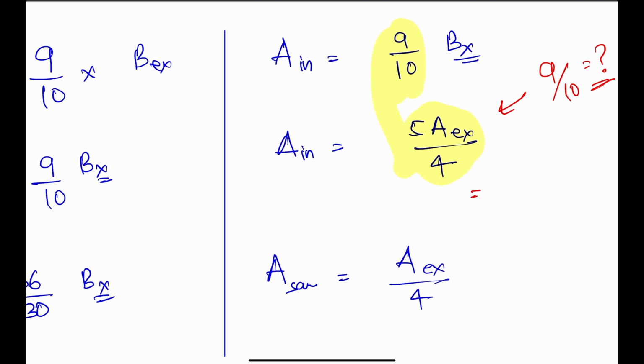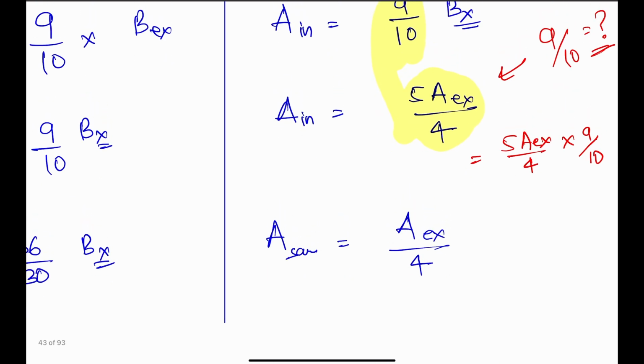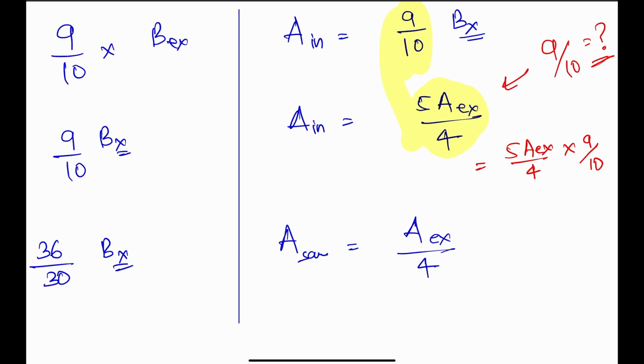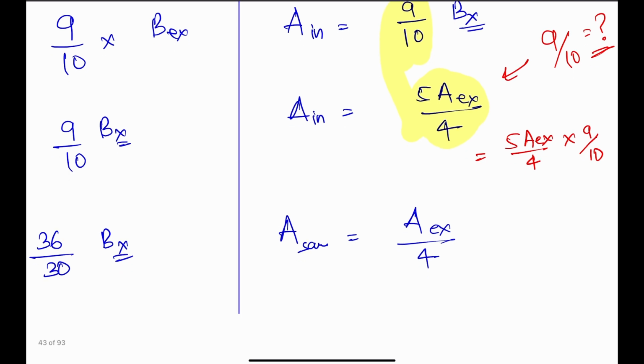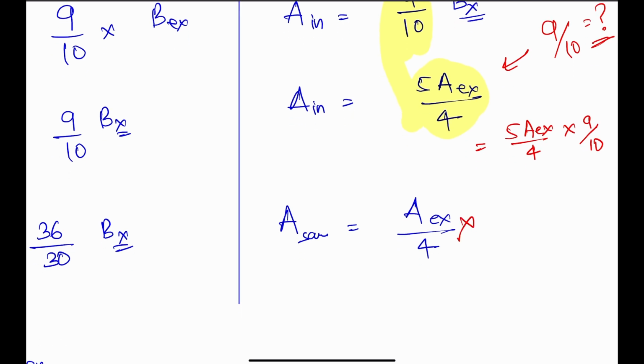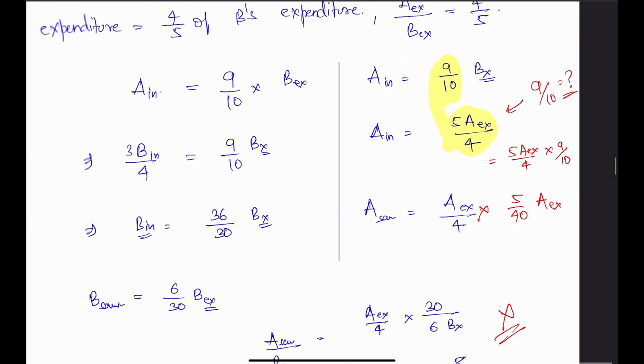It's correct that it is 5A expenditure upon 4, but 9 by 10 is also there. Here also 5 by 4, 9 by 10. So it will be how much? So this is also wrong. So it is 45 upon 40. 45 upon, so 5 upon 40 is A's expenditure. So 1 by 8.